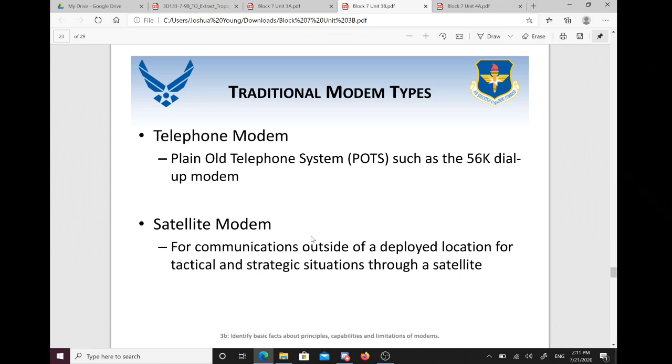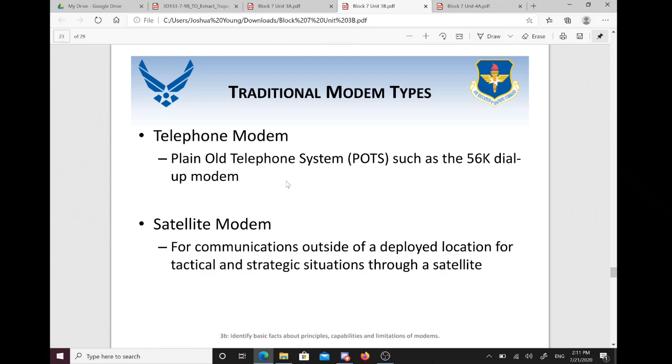First, we'll be covering a couple of different traditional modems, and then we'll be covering the IP-based modems. So in our traditional modem types, we have the telephone modem, which is used in tandem with the POTS, such as the 56K dial-up modem.